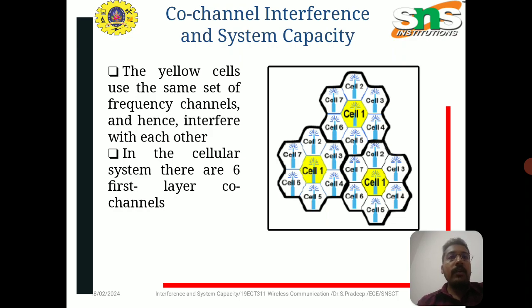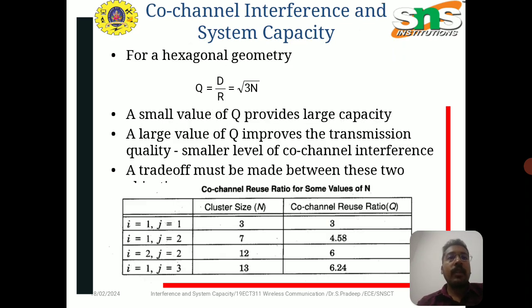In this figure, the yellow cells use the same set of frequency channels and hence interfere with each other. In the cellular system, there are 6 first layer co-channel cells. For a hexagonal geometry, Q equals D by R, which is equal to root 3N. A small value of Q provides large capacity. A large value of Q improves the transmission quality with a smaller level of co-channel interference. A trade-off must be made between these two.